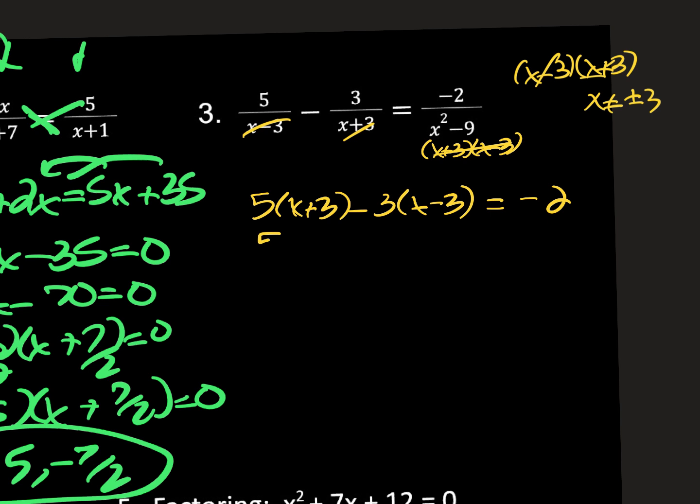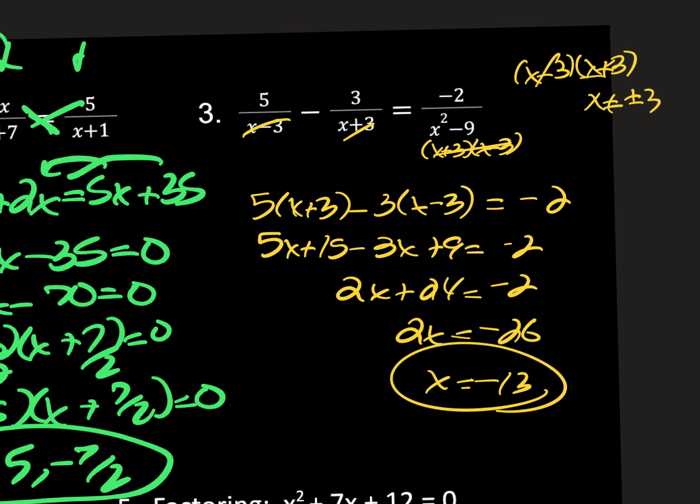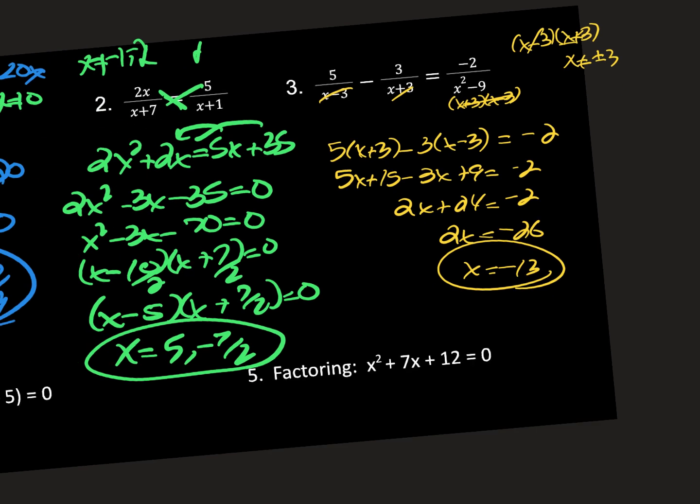All right, so let's distribute right here. That's 5x plus 15. Distribute again. Negative 3x plus 9. That gives me 2x plus 24 over here and a negative 2 over there. Move that 24 over. Negative 26. Divide by 2. Negative 13. That's a legal answer, so we're all good.